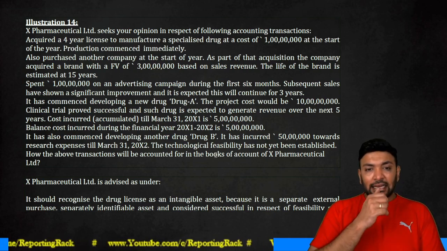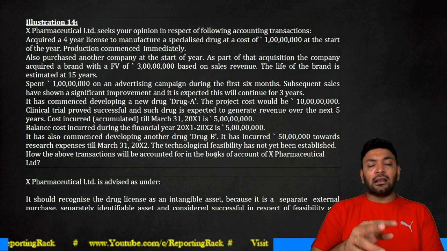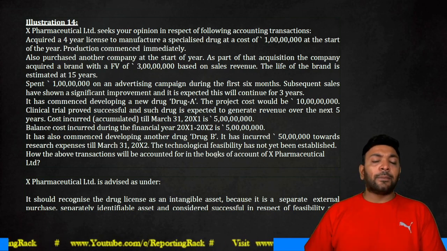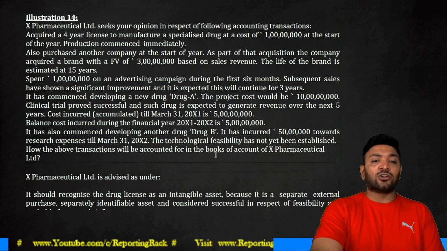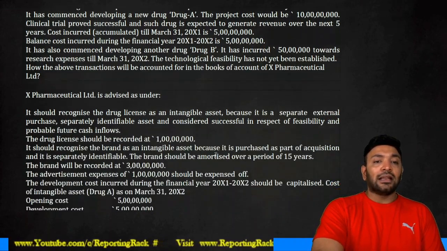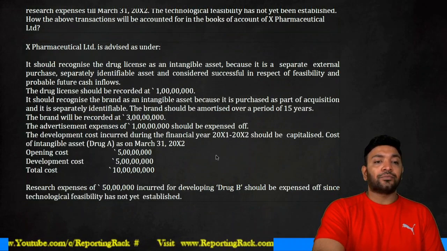When is the technical feasibility met? I'm not able to understand. Let's look at drug B. Drug B is charged to P&L immediately because technical feasibility is not established. Let's try to see what the answer is.